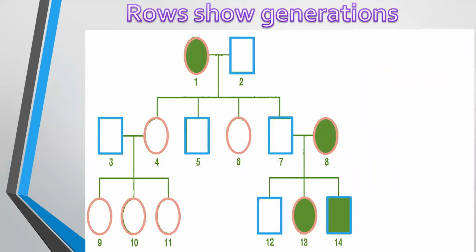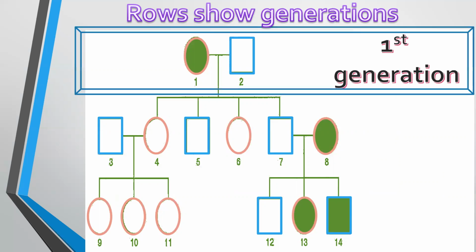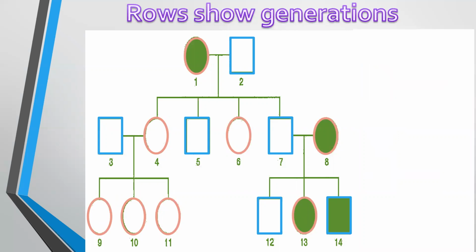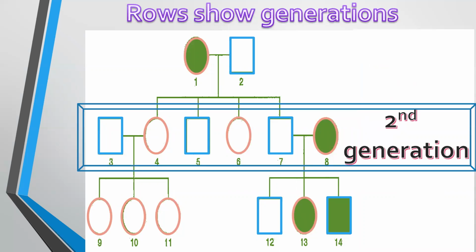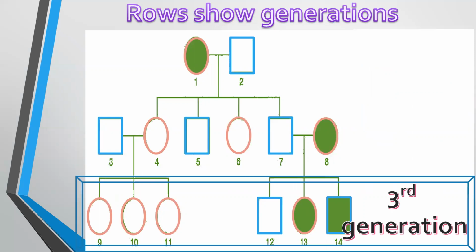Then you will notice that the individuals are not randomly arranged. Number 1 and 2 are together, and then numbers 3 to 8 are in a separate row. These rows represent generations. So number 1 and 2 would be the first generation. Numbers 3 to 8 would be the second generation, which include the offspring of number 1 and 2. And numbers 9 to 14 are the third generation, which would be the grandchildren of numbers 1 and 2.